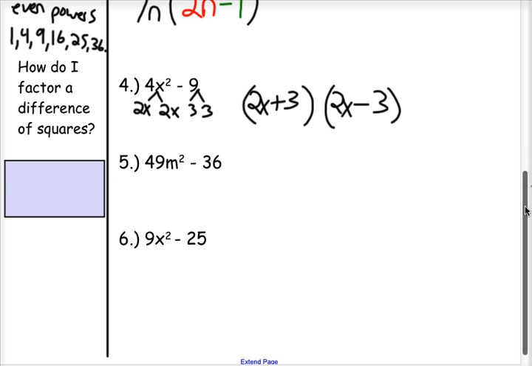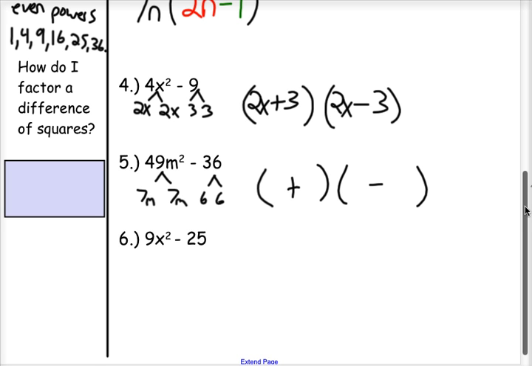All right, number 5. So again, looking at the numbers, 49 and 36, that is our first clue. Because we know 49 is 7's. Then m squared, well, you guys are good at this now, is m and m. So I found the square root of that 49m squared. 36 is 6 and 6. So again, two perfect squares being subtracted.